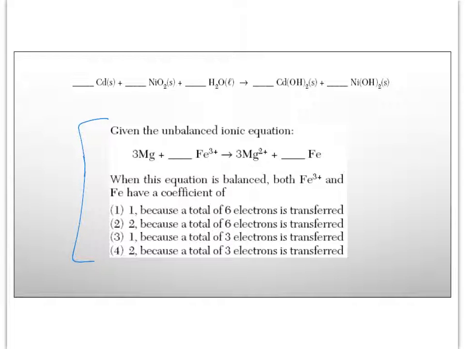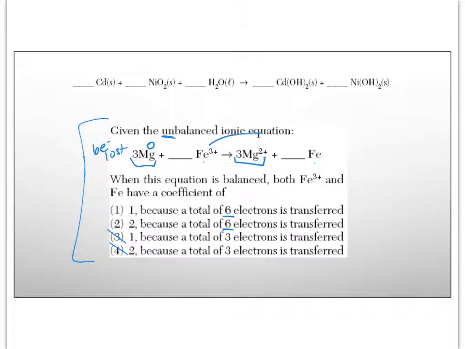We'll look at the second one here, given the unbalanced ionic equation. So this is one of those skeleton reactions. When this equation is balanced, both the iron positive 3 and the iron would have what coefficient? So in order to fill in the incomplete coefficients, let's look at the complete ones, the magnesium. So we have 3 magnesiums changing from 0 to positive 2. So how many total electrons were being lost by those 3 magnesiums? It would be 6 total electrons, okay? So 6 electrons lost. So that means that it has to be choice 1 or choice 2 because we need to have 6 electrons being transferred.